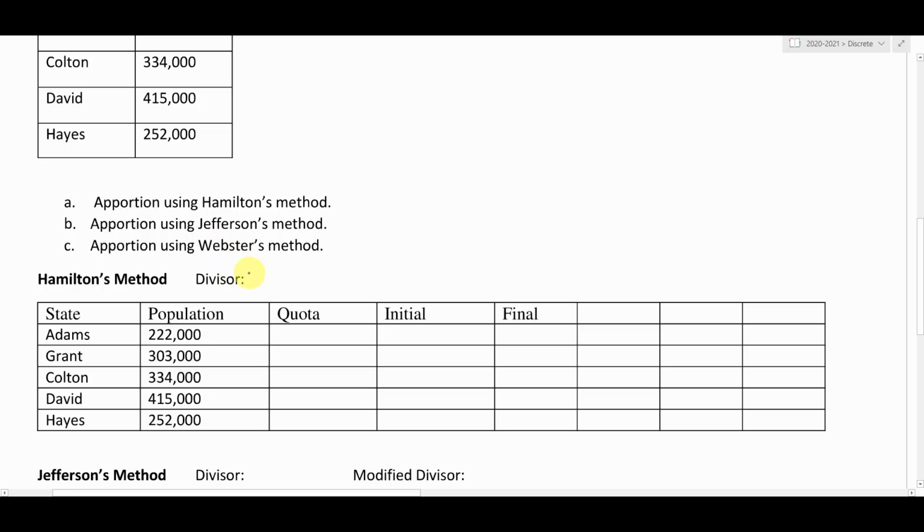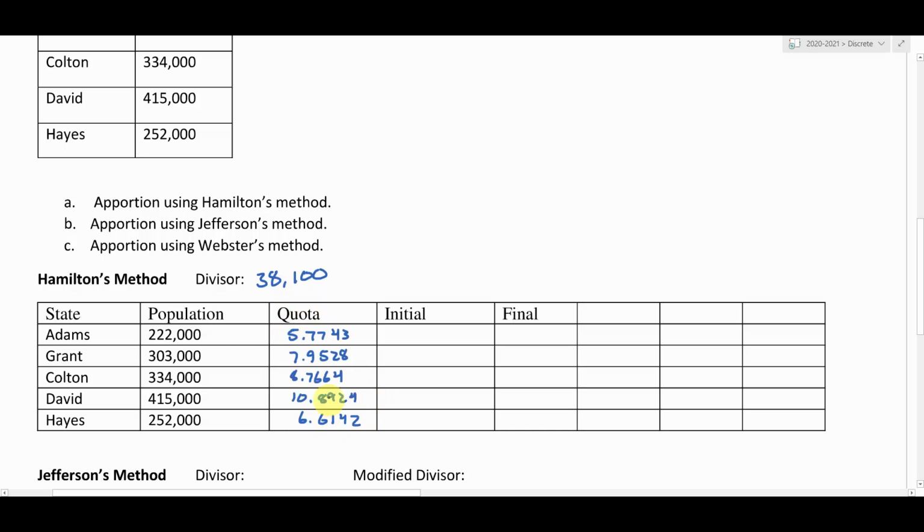I don't know how you guys are organizing this, like if you're doing it in a notebook or if you're printing out my notes or whatever, you can use these tables to help you out. Tables are always a good thing. Okay, so we found our divisor already at 38,100. Now we're going to go through and get our quotas. We've seen this many times before, but we're going to take the population for each individual county and we're going to divide by the divisor that we just found.